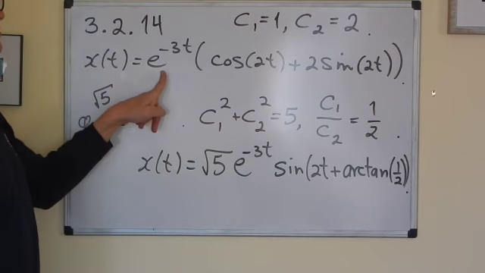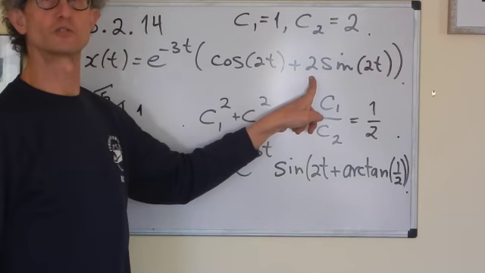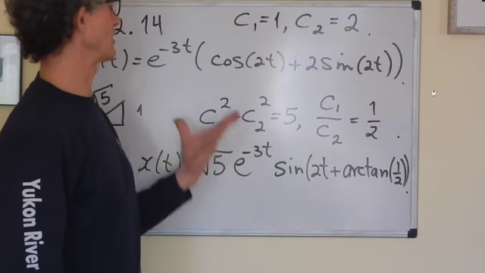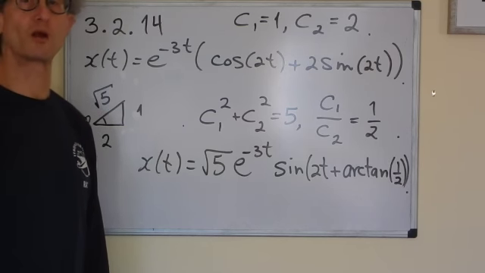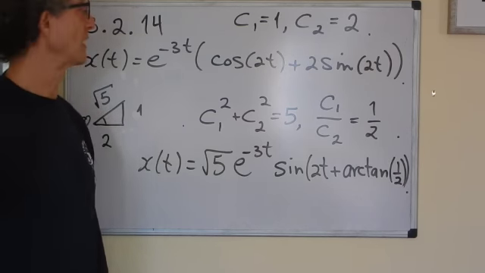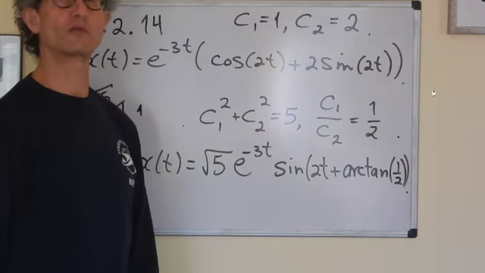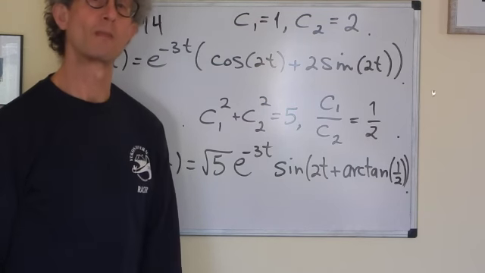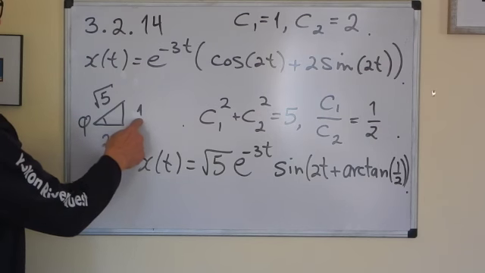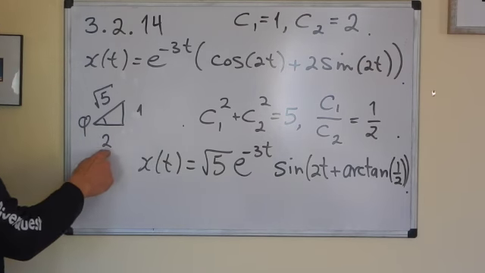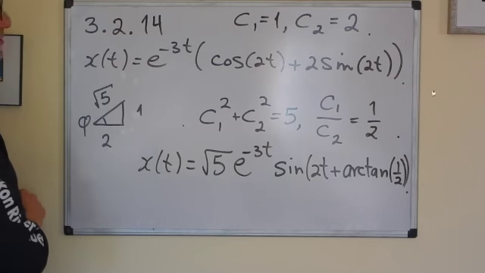And so the solution is e to the minus 3t times (1 cosine 2t plus 2 sine 2t). And that's our solution with the initial conditions x of 0 equal to 1 and x prime of 0 equal to 1. Now this solution has period 2 pi. And so if we want to write it as a single function with period 2 pi, we think that the first coefficient was 1, the second coefficient was 2, so this corresponds to an amplitude of the square root of 5.